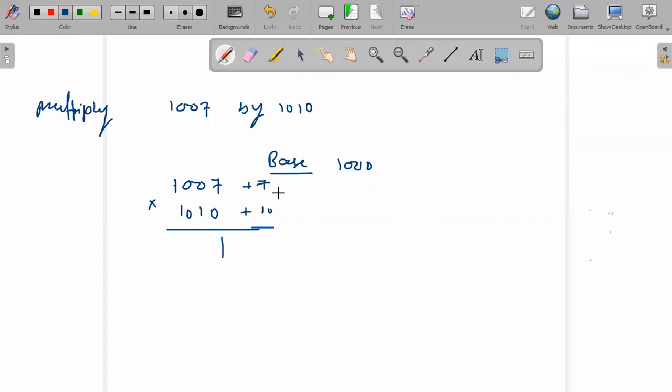Then the answer will be what? Here 7 into 10, you have to multiply these two. 7 into 10 is 70. But you have to write in 3 digits. How to write? 070. Now again, here addition will be there. 1010 plus 7, that is 1017. So this is the answer. So the answer of 1007 into 1010 will be 1017 070.